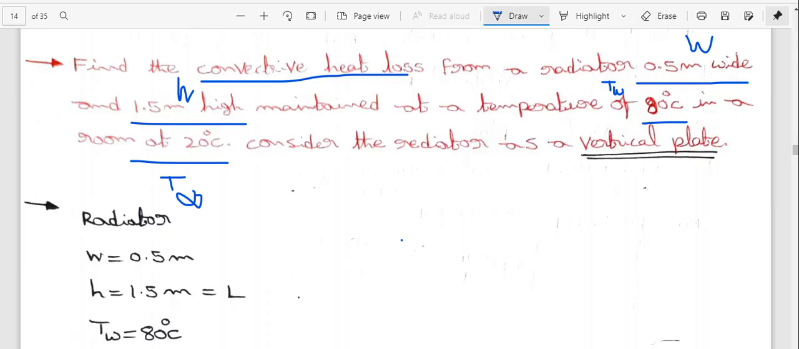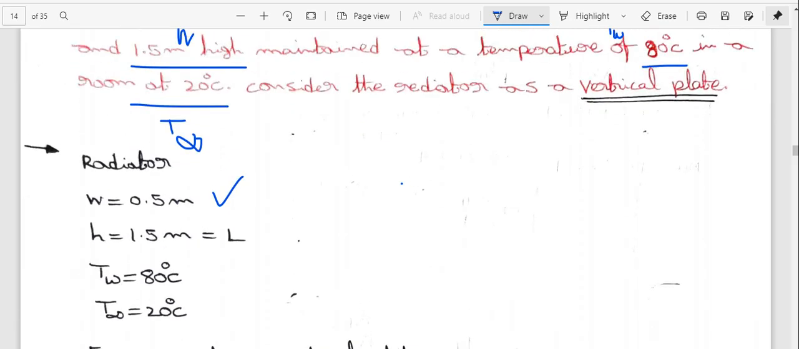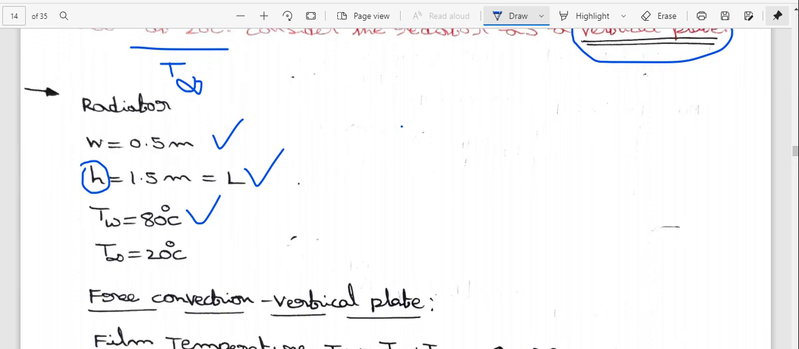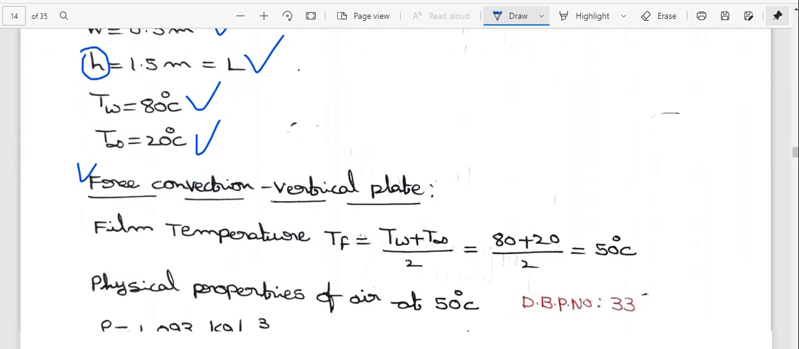So first of all, width is equal to 0.5 and height is equal to 1.5 meters. Here we need to consider H equal to L, and the vertical plate surface temperature is 80 degrees, and T infinity is equal to 20 degrees. So this is the free convection vertical plate. We need to consider free convection. What is the object? Vertical plate.